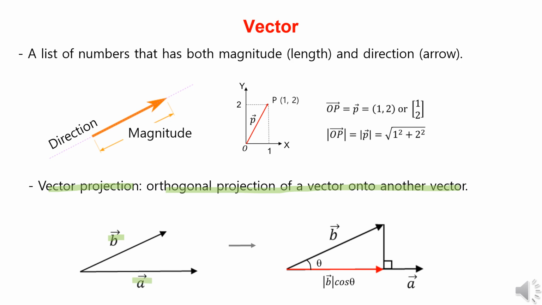Projecting vector B onto vector A means finding a new vector that has the same direction as vector A, but with a magnitude equal to the distance from vector B to vector A along a perpendicular line. In simpler terms, you can think of it like casting a shadow when shining light on an object from above. The shadow falls perpendicularly downward.